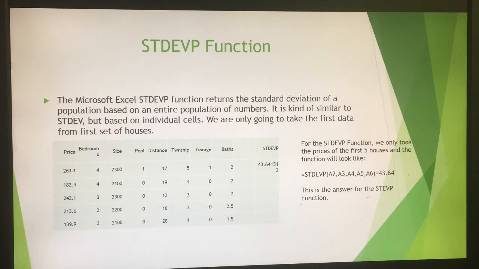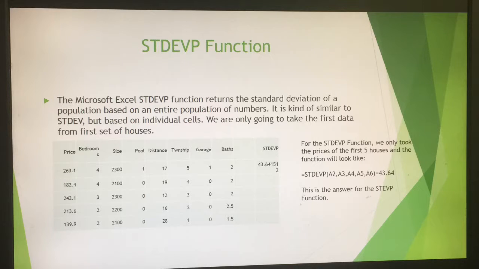All right, the last thing we're going to be talking about here is the standard deviation population function. This returns the standard deviation of a population based on the entire population of numbers. It's kind of similar to the other standard deviation function, but it's based on individual cells. So we're only going to be taking a look at the first set of houses. For this function, we only took the prices of the first 5 houses from cells A2 to A6.